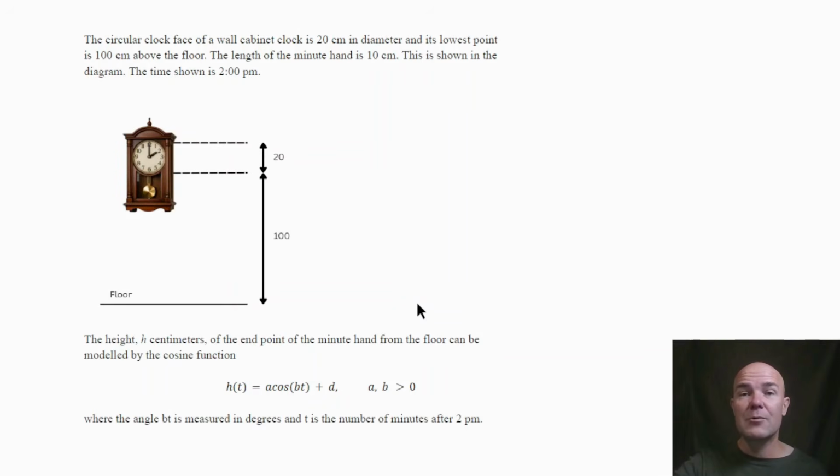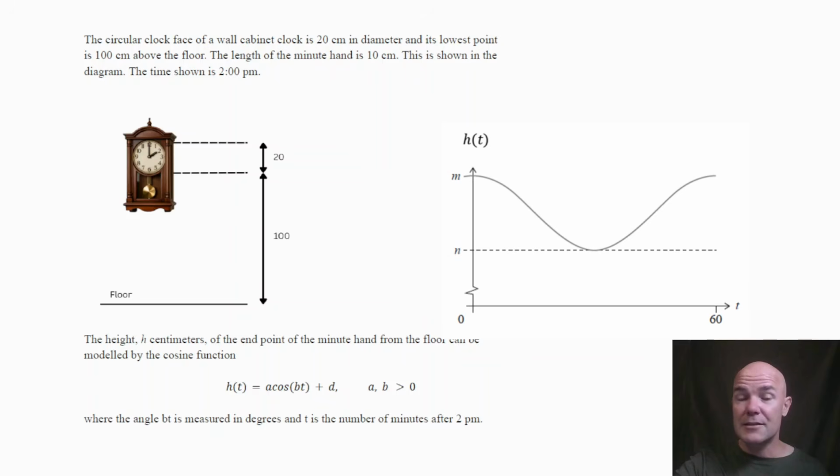So going back to our question, we can see that the model has been given as a cosine function, and we need to find these coefficients a, b, and d. I have a separate video where I explain how these a, b, and d work in a cosine and sine function. In the question, the sketch of this cosine function is also given, with the maximum point labeled as m and the minimum point labeled as n. First, we have to find values for m and n.